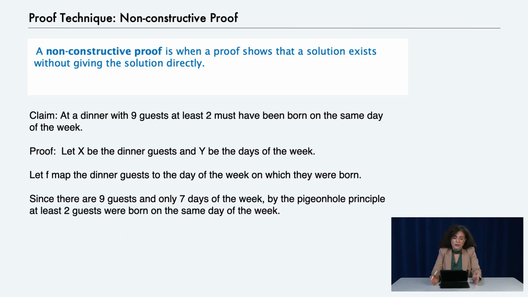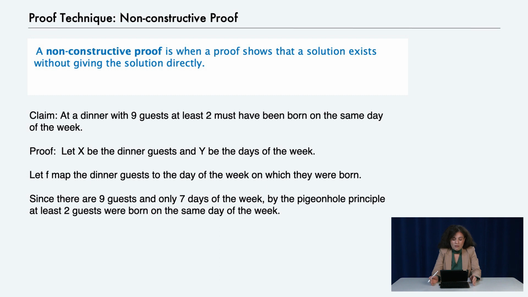Pigeonhole principle proofs are examples of a non-constructive proof technique. A non-constructive proof is when a proof shows that a solution exists without giving that solution directly. So back to our dinner guest example, we have 9 guests at a dinner. At least 2 must be born on the same day of the week. In this proof, we let our set X be the dinner guests. We let our set Y be the days of the week.